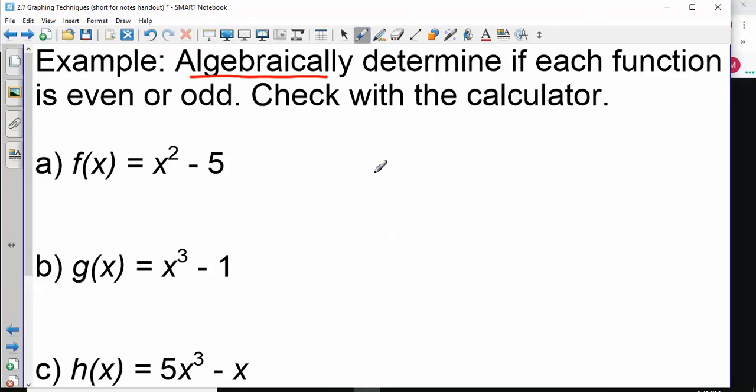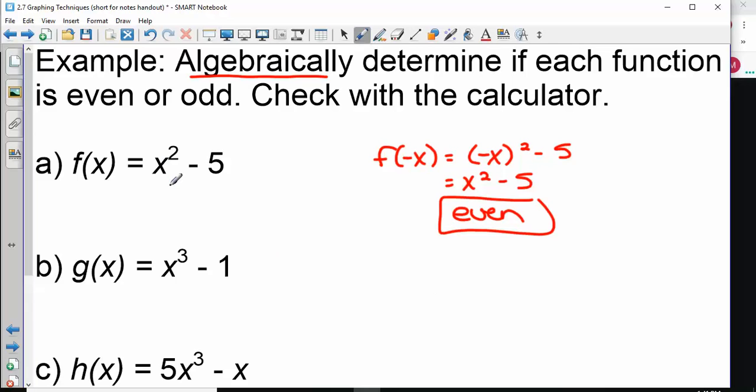To check even and odd, all we're really going to do is find f of negative x. So if I plug in negative x for my x, if you square a negative, it is positive. So we got the same thing that we started with. So that means it is symmetric to the y, which is even. If you graph this, this is just a parabola shifted down 5. So couldn't we confirm that that was in fact even?